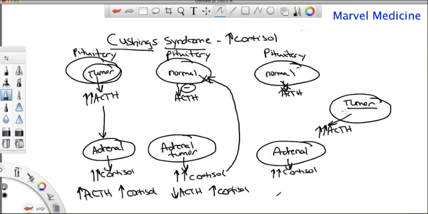Understand this. This is a big difference. The ACTH is coming from the tumor, not the pituitary. They still have high ACTH, and they still have high cortisol.